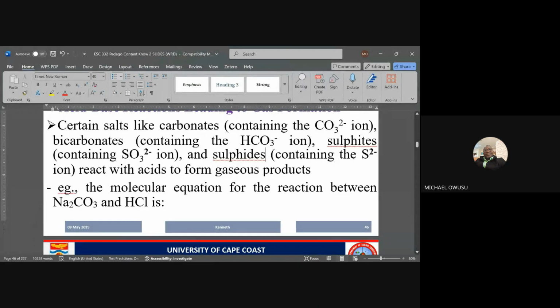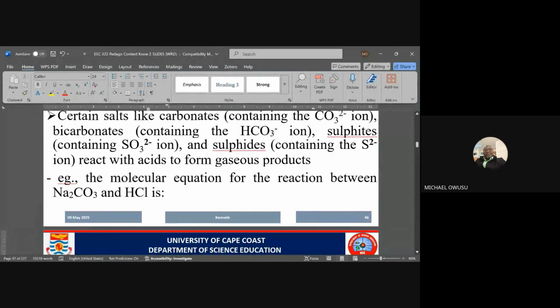So she's right. Good. So you see, we are trying to say that certain salts like carbonates and bicarbonates, when they react with acid, form a gaseous product, and that is exactly what you have. And that gaseous product in this case is what? The hydrogen gas, isn't it? That's exactly what we are trying to derive. So the molecular equation for the reaction, yes, please. Is it carbon dioxide or hydrogen gas? Carbon dioxide gas. Sorry, carbon dioxide gas. Yes. Thank you. What we are talking about is carbon dioxide gas.